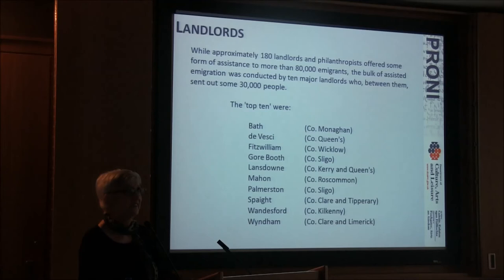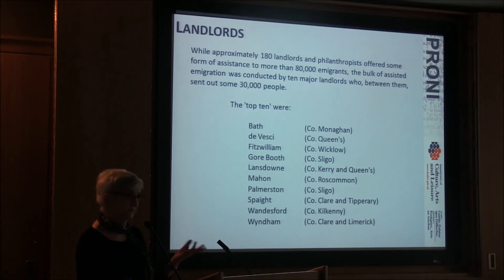Anyway, the top 10 people who assisted emigration were, and this is just in alphabetical order, so not actually an order of importance, Bath, Dufferin, Fitzwilliam, Gore-Booth, Lansdowne, Mahon, Palmerston, Speke, Wandsworth and Wyndham. And between them, they sent out some 30,000 people. Not always appreciated, but quite often, believe it or not, lots of people did write back thanking the landlords for assisting them to migrate. So, not all painted with a black brush, as I say.